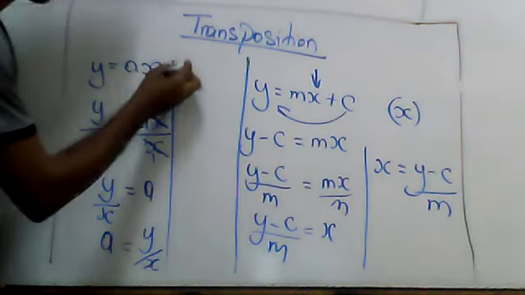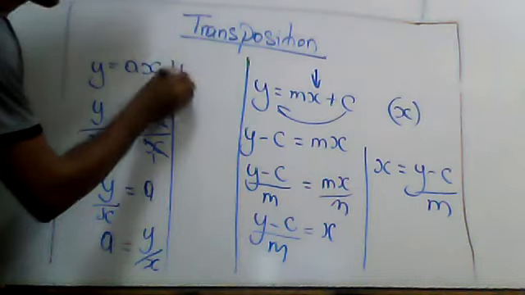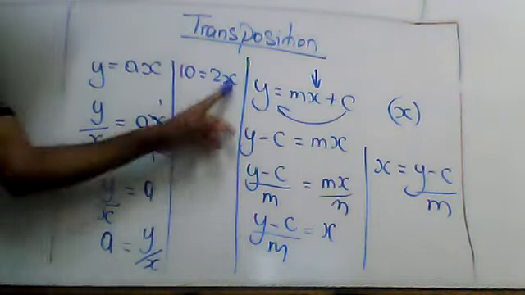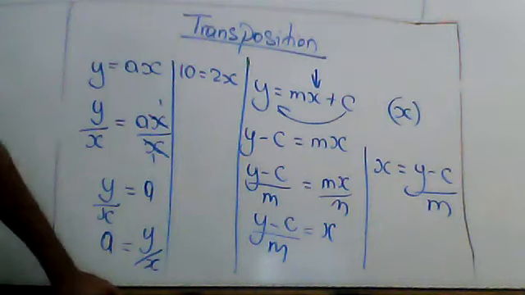It's like saying, let's say we have 10 is equal to 2x, and we want to find x. Finding x, what do we need to do?